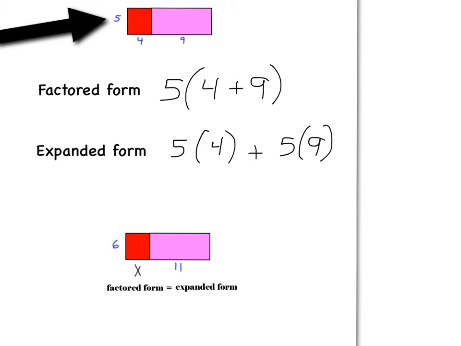Okay, so let's take a look at the one down below. Same thing, except this time we have a variable. So the factored form, once again the dimensions, is 6 times x plus 11, because we don't know what that x is, but that's going to be equivalent to 6 times the x and then added to 6 times the 11.